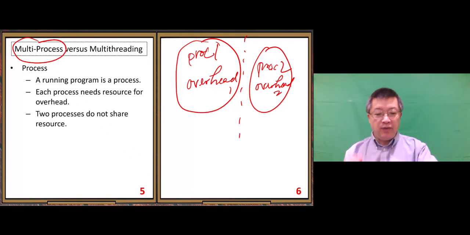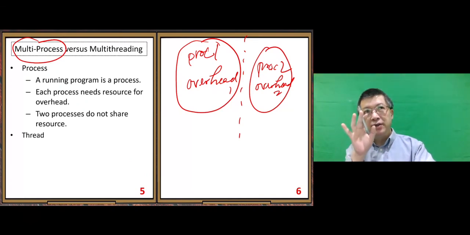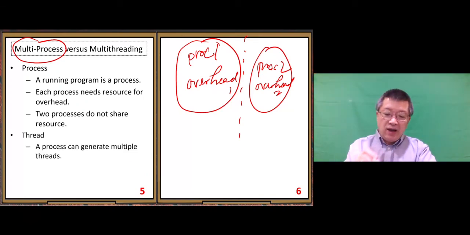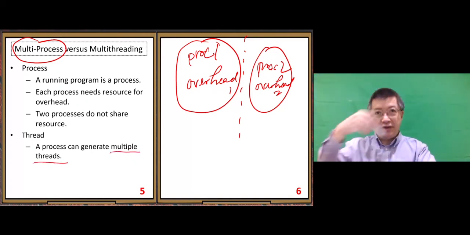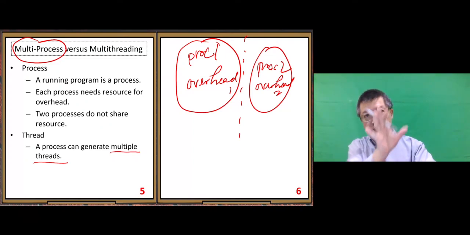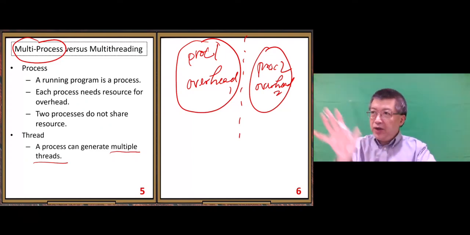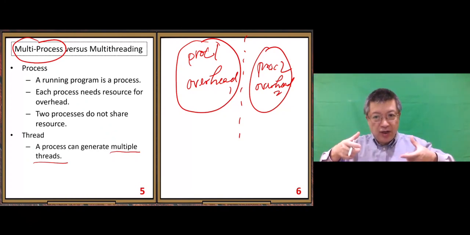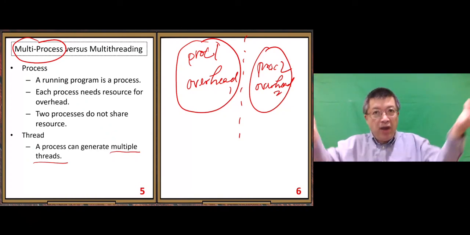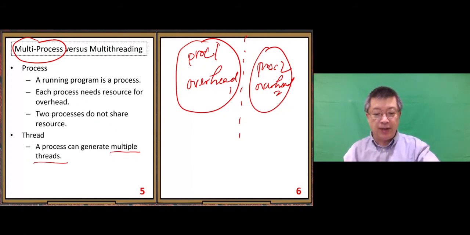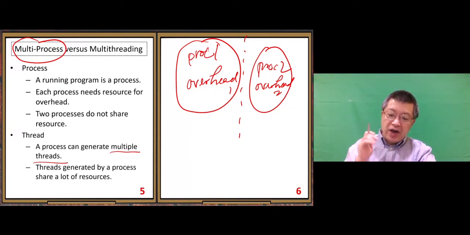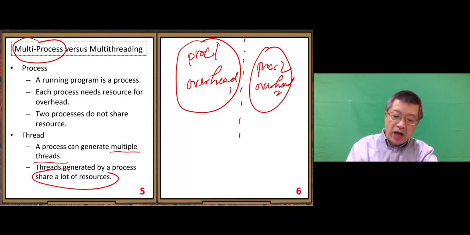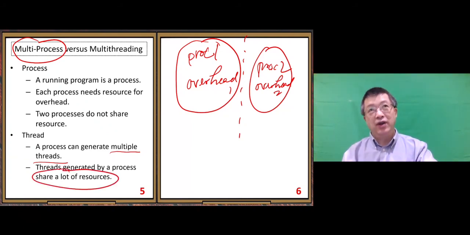Then we move to a better way, the thread way. Using multi-threading, things are different. A process can generate multiple threads. That's why we use the word spawn, from the previous slide, to spawn a new thread. From one process, it can spawn many threads. Threads generated by a process share a lot of resource. That's how a thread can save resource.